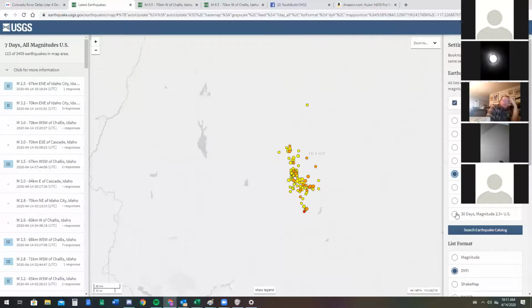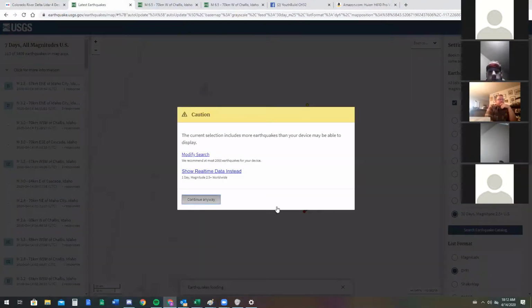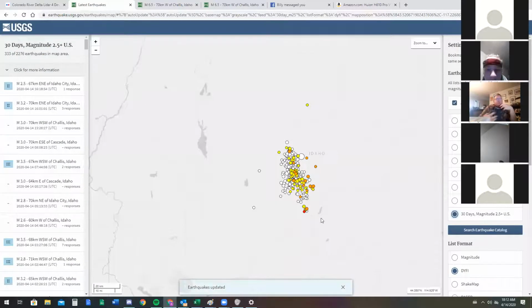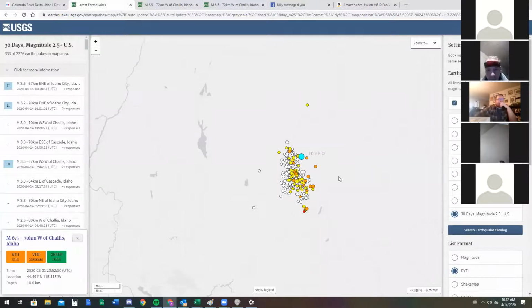Now I'm going to eliminate some of those, just the really small ones. I'm going to go the past month. So I took away all the small ones under 2.5 magnitude. And this is all the earthquakes that have happened there in the past month. And what do you think this big one is right here, this big circle? The bigger the circle means the bigger the quake. Do you think that's our 6.5? I think it is. Yep.